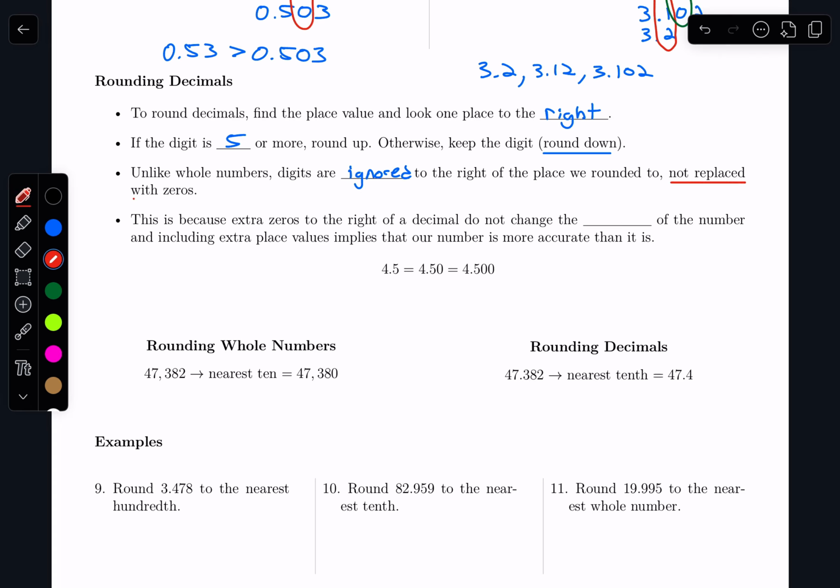When we round, we are making our number less accurate. And so we do not want to put those zeros, because that implies our number is more accurate than it actually is.